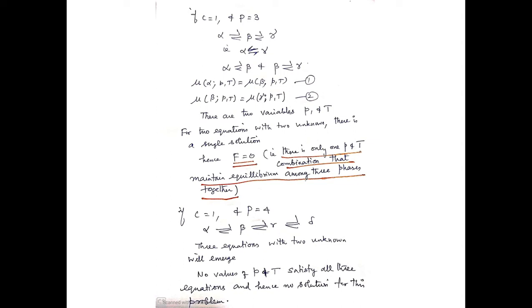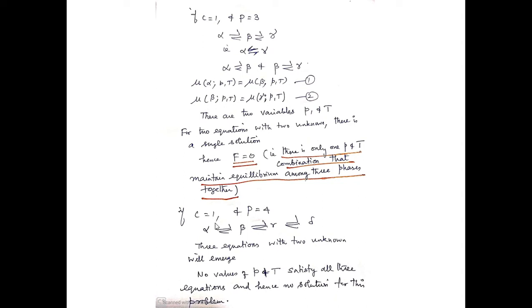Similarly here there are two variables, pressure and temperature, and we have two equations, so there must be a single solution. Therefore, the number of degrees of freedom is 0, because if I disturb either pressure or temperature, I will lose the equilibrium of the three phases. There is only one choice, only one point which represents one particular pressure and temperature, and at that condition you will have all three phases in equilibrium.